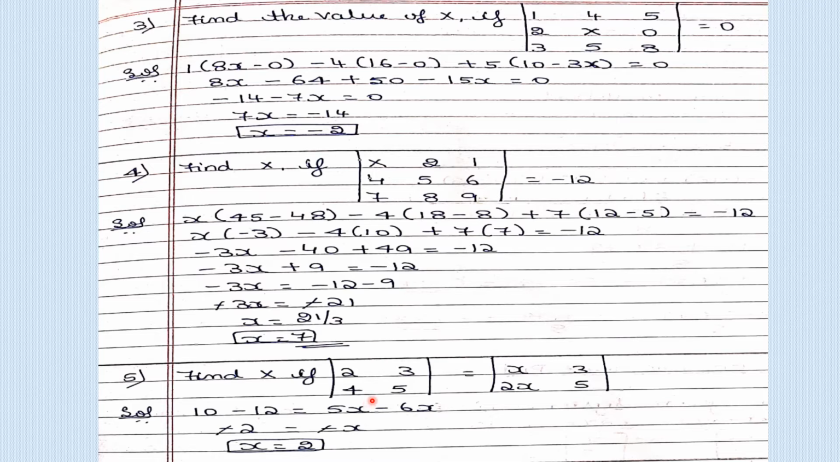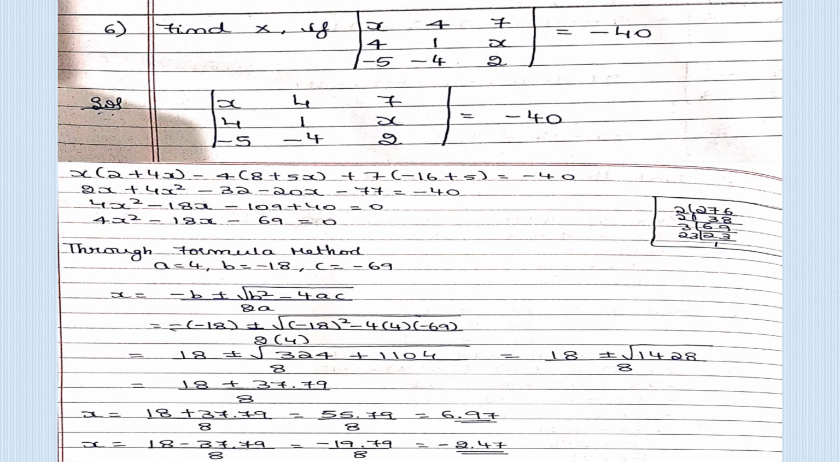So here find out the x. If you have 2, 4, 3, 5 and x, 3, 2, x and 5. First here you calculate, 5 into 2 will become 10 minus 4 into 3 is 12. So 10 minus 12. Here once again 5 into x will become 5x minus 3 into 2 will become 6. So 5x minus 6. Minus 2 is equal to minus x. Minus and minus will get cancelled. Your x value will be 2. So directly you got the answer that your x value is 2.